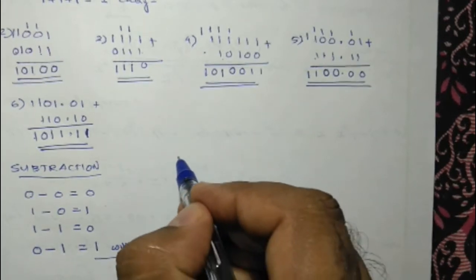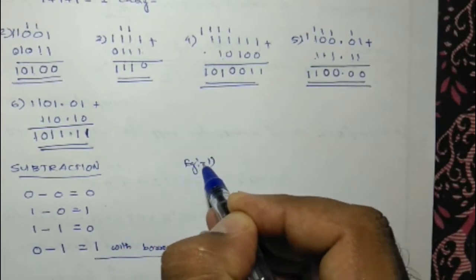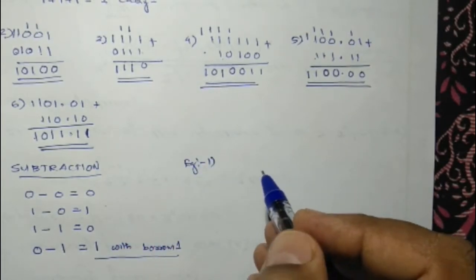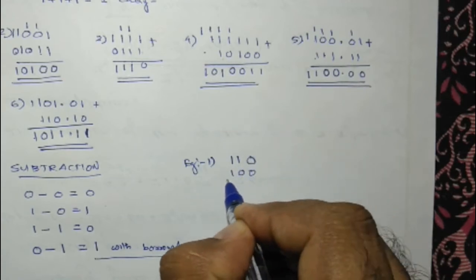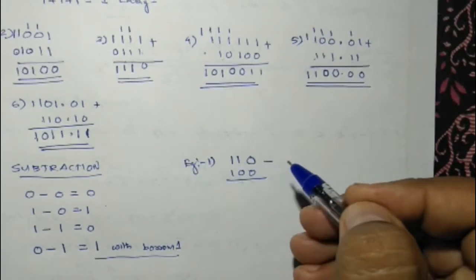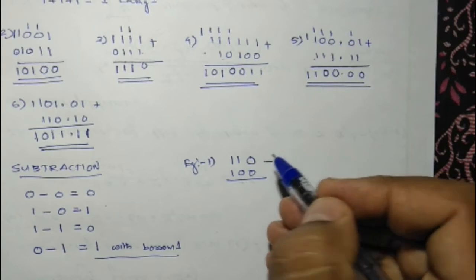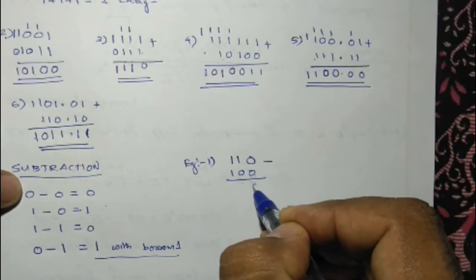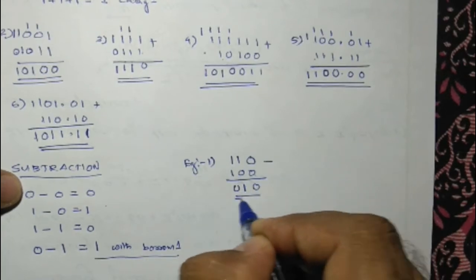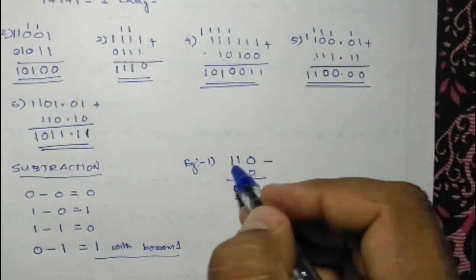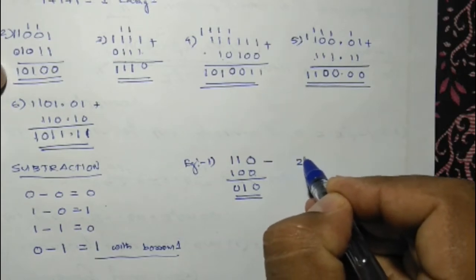Let's do some examples. Say, example 1. Let's start by subtracting 100 from 110. So 110 minus 100. So 0 minus 0 is 0. 1 minus 0 is 1. 1 minus 1 is 0. So the answer is 0, 1, 0. It's quite simple. Now to another example.